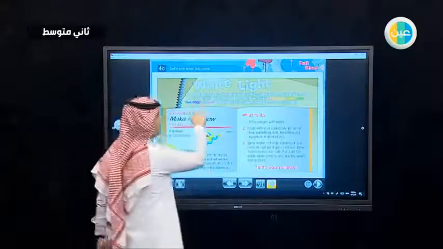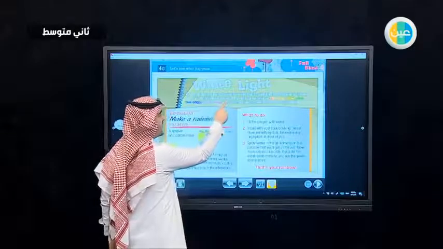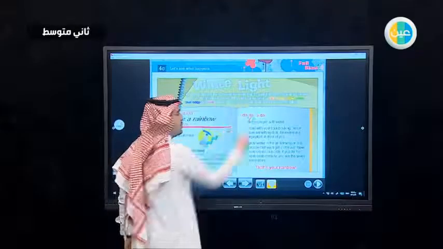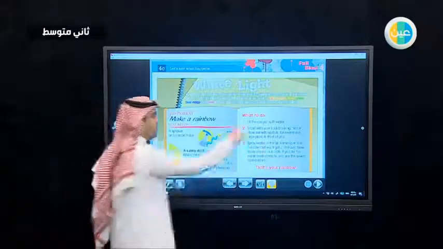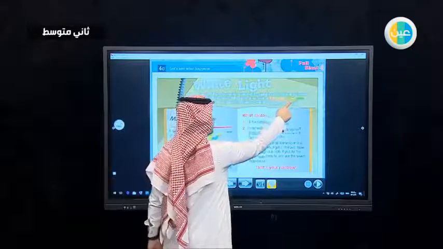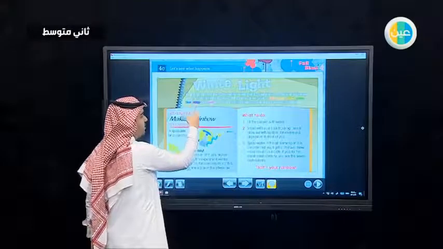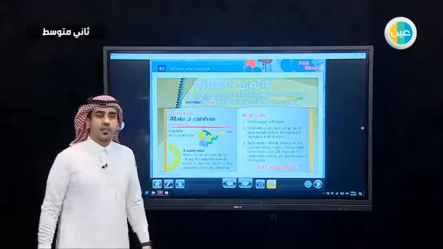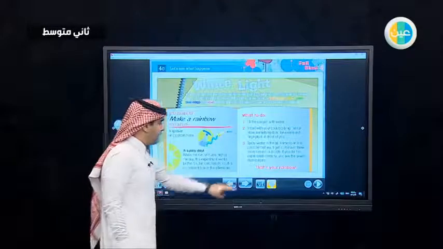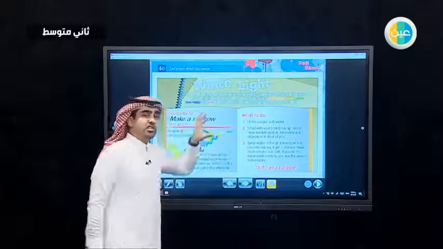It says that white light contains all the colors of the rainbow, which are 7 colors: red, orange, yellow, green, blue, indigo, violet. So 7 different colors in the white sunlight. This is the answer for question number 1.